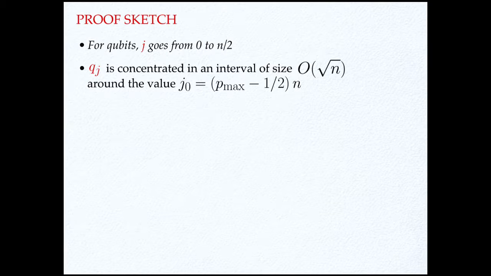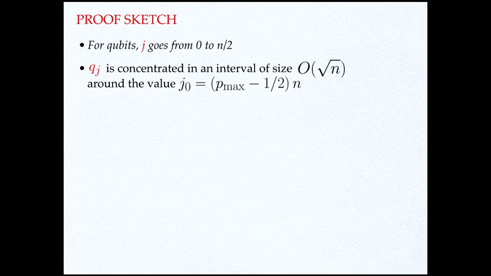So the first step is that for qubits, the J, as I said before, is just the angular momentum, the spin. So if we take an even number of input copies, this goes from 0 to n/2, the total angular momentum of the system.